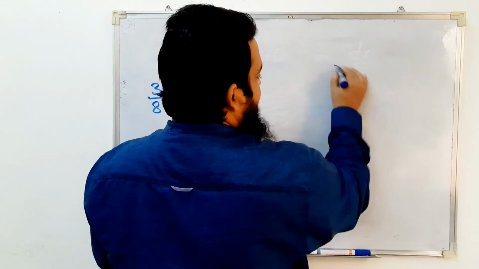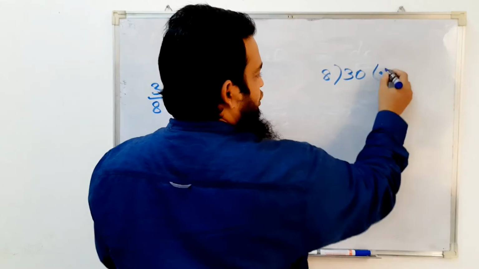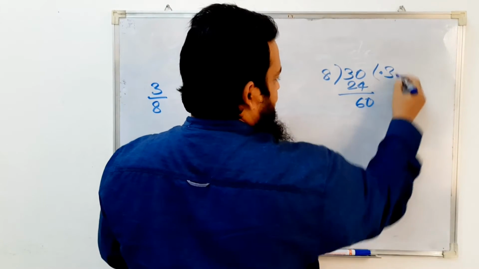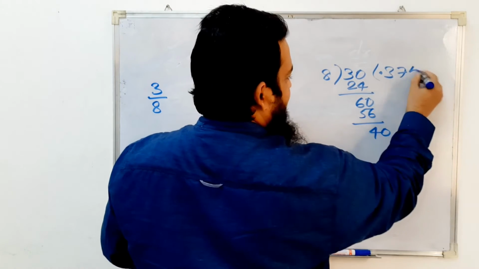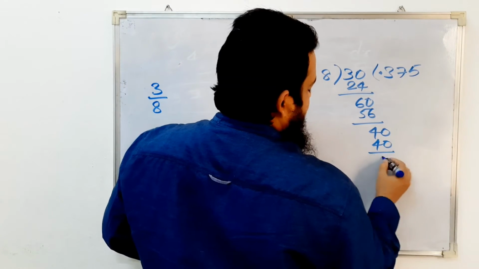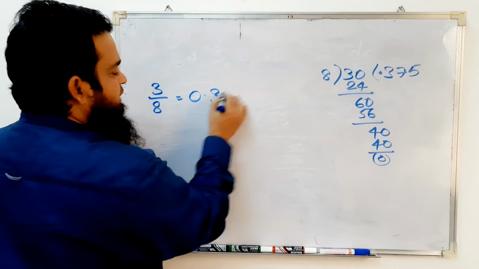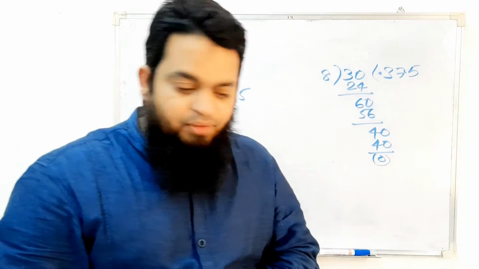Come on, let us divide 3 by 8. This is 0.; 8 3s are 24, remainder 6; 0, 8 7s are 56, remainder 4; 0, 8 5s are 40. Is it right? So the answer is 0.375.